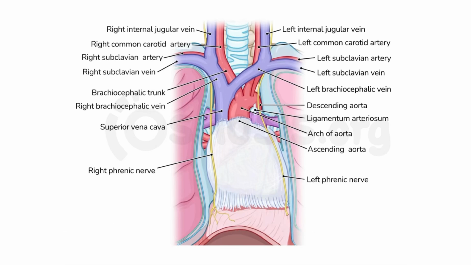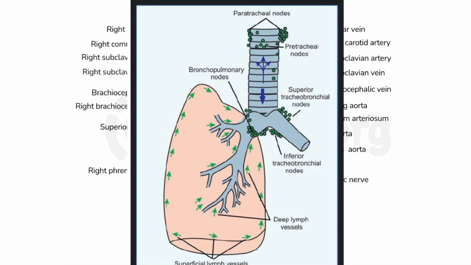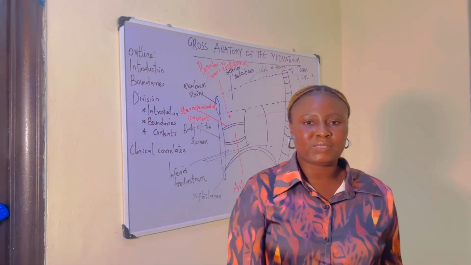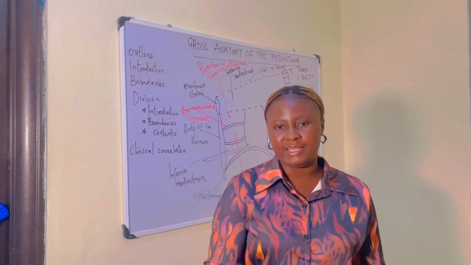Going into the nerves, we have the vagus nerve, the phrenic nerve that supplies the diaphragm, the cardiac nerves of both sides, and the left recurrent laryngeal nerve. Then we finally have the thymus, the thoracic duct, and the lymph nodes, which include the paratracheal, brachiocephalic, and tracheobronchial lymph nodes. So having explained the superior mediastinum, let's go into the inferior mediastinum.